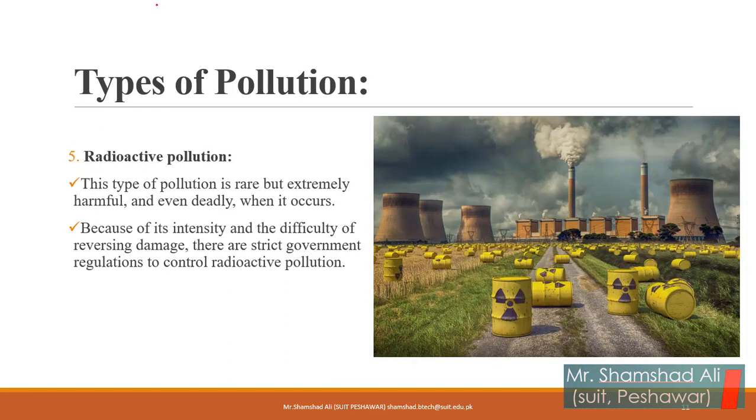The fifth type of pollution is radioactive pollution. It is the most dangerous type of pollution. This type of pollution is rare but extremely harmful, and even deadly when it occurs. Because of its intensity and the difficulty of reversing damage, there are strict government regulations to control radioactive pollution.